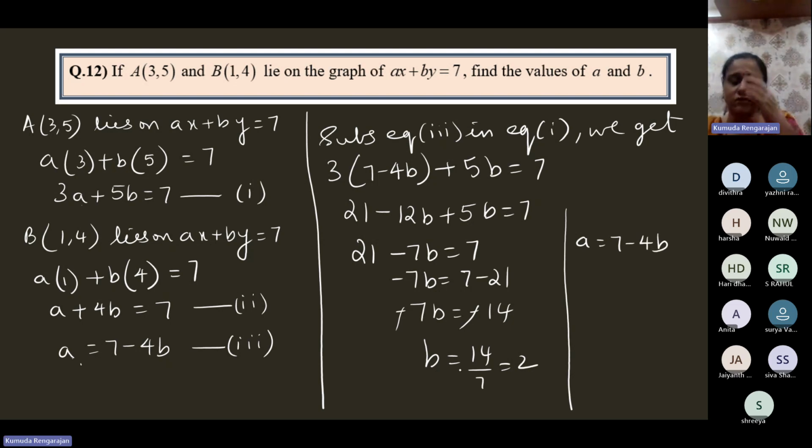See, we've solved this and we found the value of B. We need to find the values of A and B. So A is equal to 7 minus 4B. That is 7 minus 4 into B, which is 2. So 7 minus 8 is minus 1. So the value of A is minus 1 and the value of B is 2. A is minus 1 and B is 2.